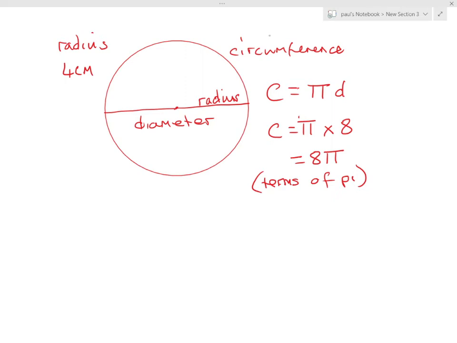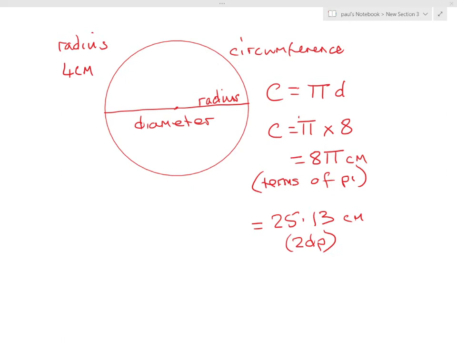If we multiply these two numbers out, we get an alternative answer of 25.13 centimeters, and this is to 2 decimal places. So you might be asked to give your answer in terms of pi or as decimal places. So that's when you're given the radius. You can be given the diameter as well, which is even easier because you just use the number straight away without bothering to double it. So that's how to find the circumference.